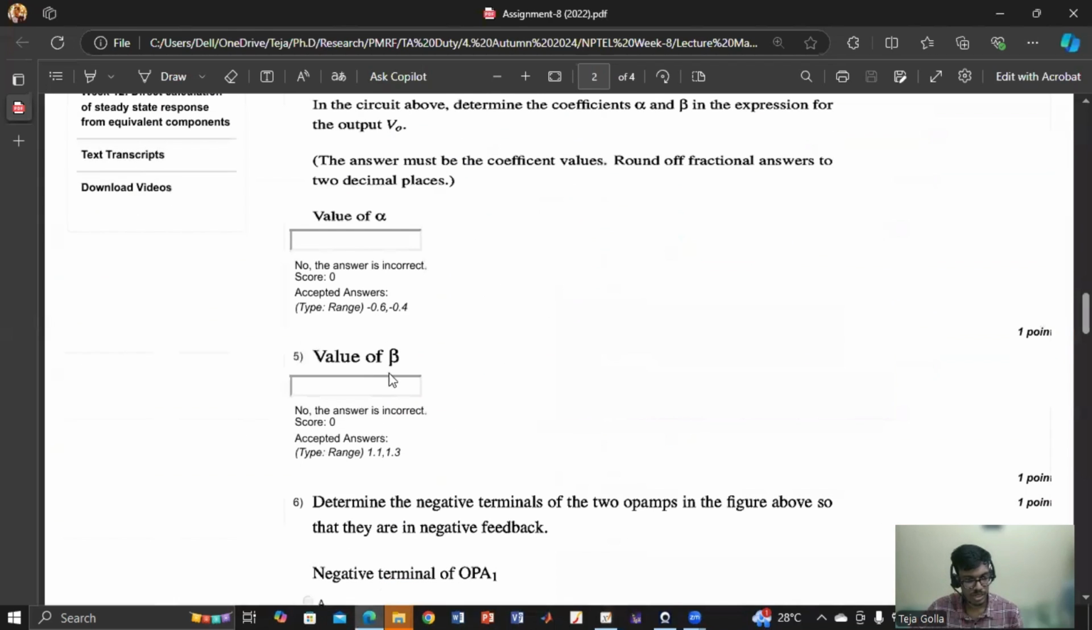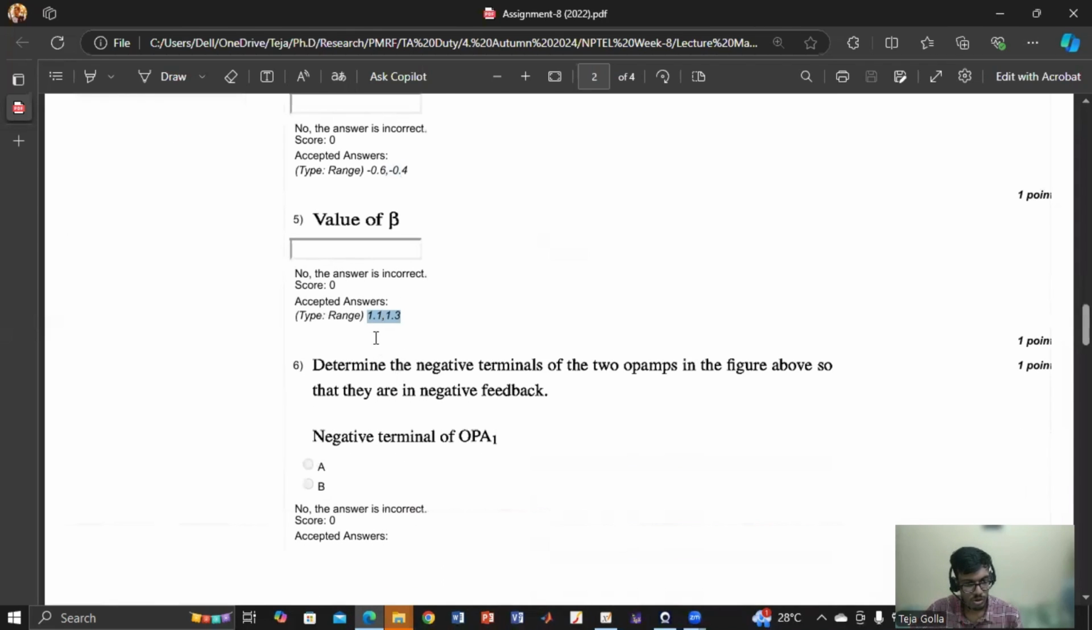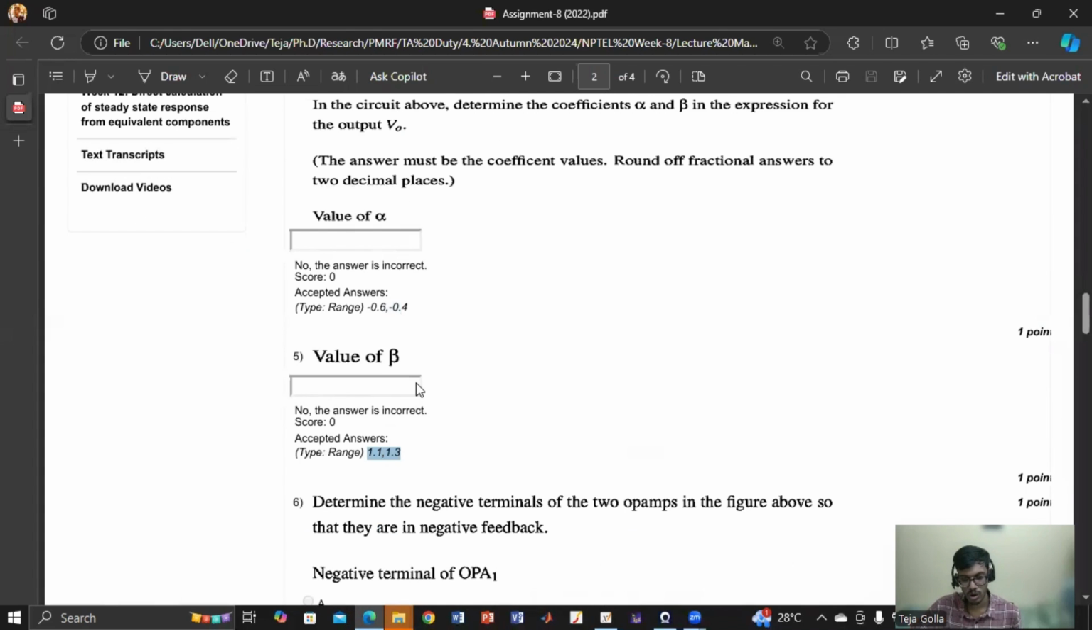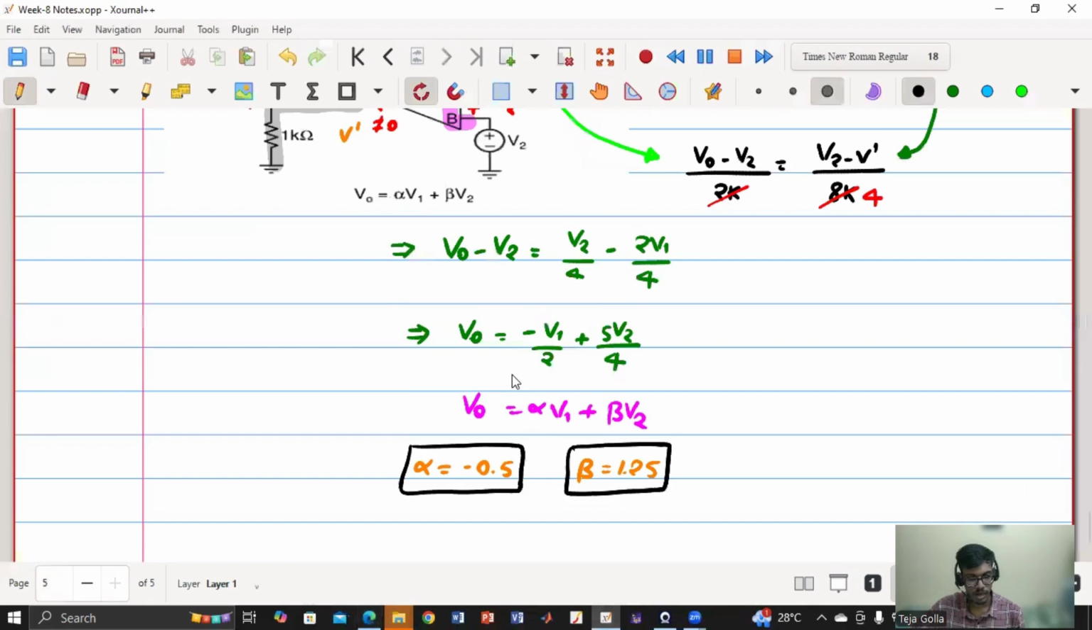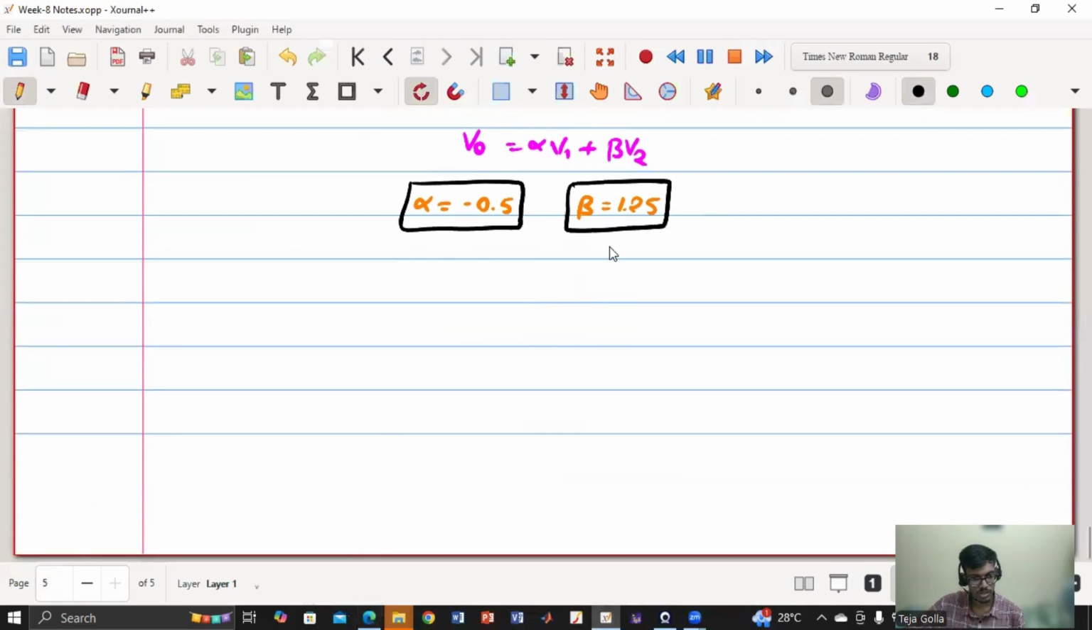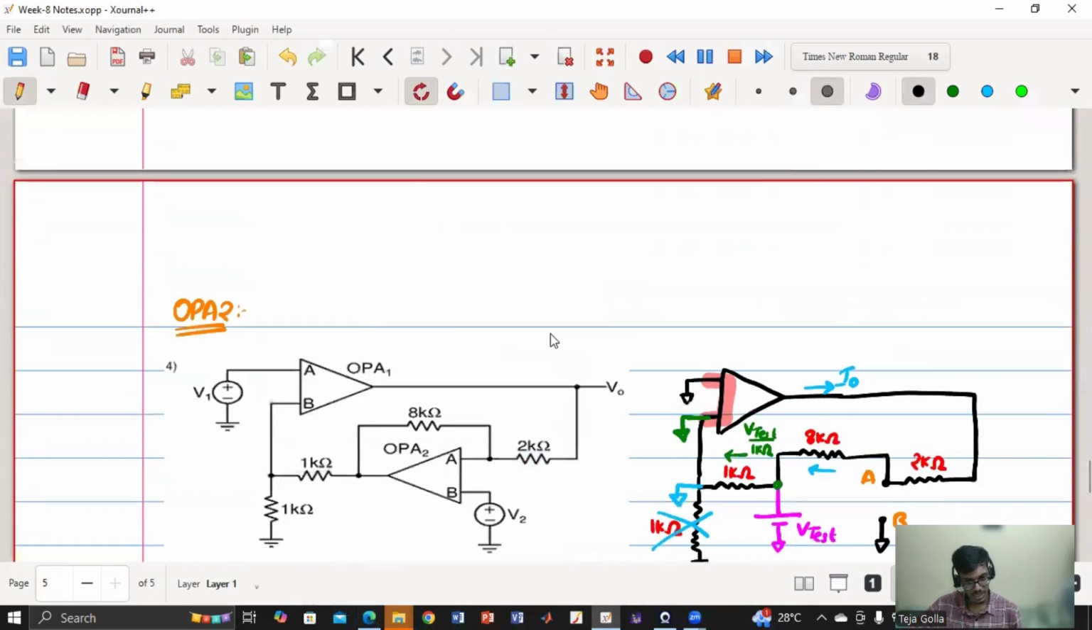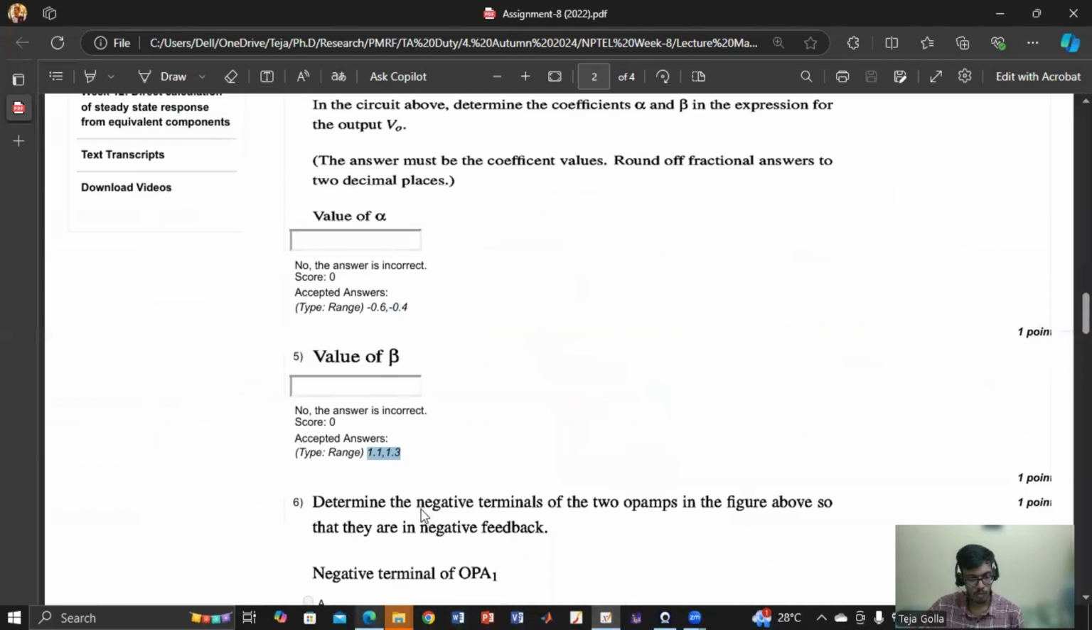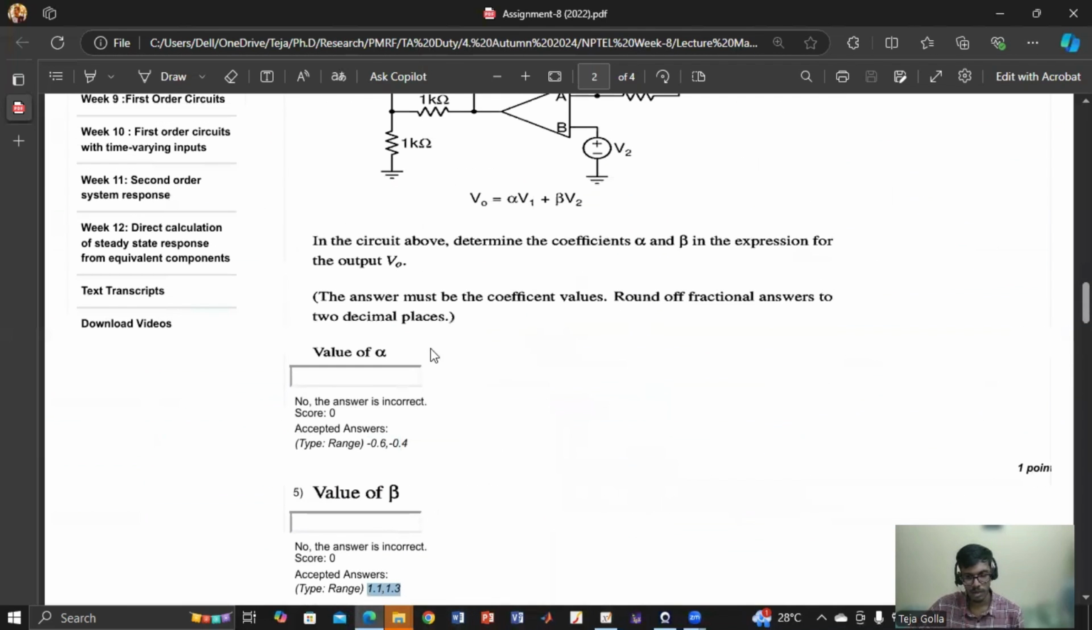So now let us go and check. Alpha is minus 0.5, matching, and beta is 1.25. They have asked to round it off to two decimal values, so I'll write 1.25. If they ask it to round off to one decimal value, I'll write either 1.2 or 1.3. Both will be correct. So is this clear? This question is a little bit lengthy, but if you see how many marks it carries, here 1 mark, and 1 mark.